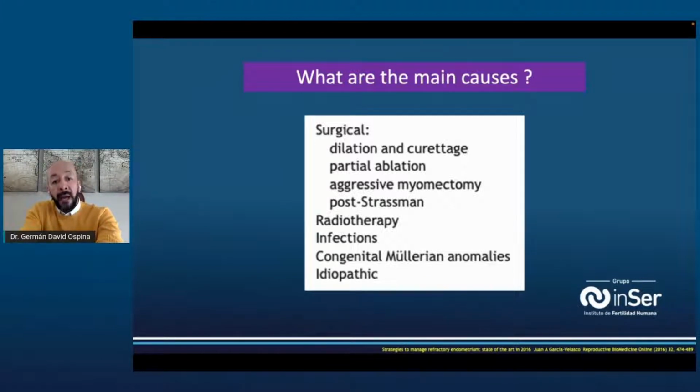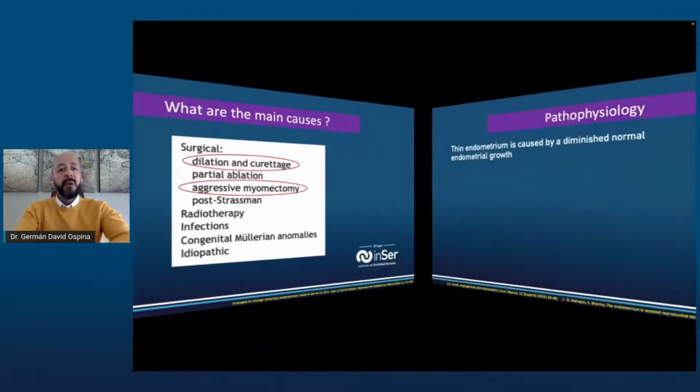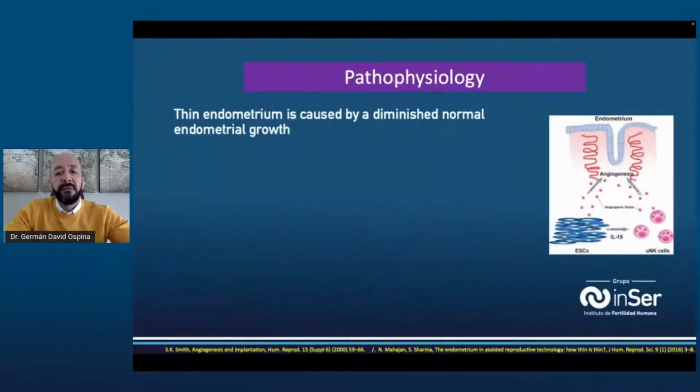Okay, then I want to be very rigorous with this point, because in the routine practice of any gynecologist around the world, we are practicing dilation and curettage and aggressive myomectomy. But we must consider the consequences and the side effects in the reproduction of the woman with this type of surgeries. Okay, and what is the pathophysiology of this problem?